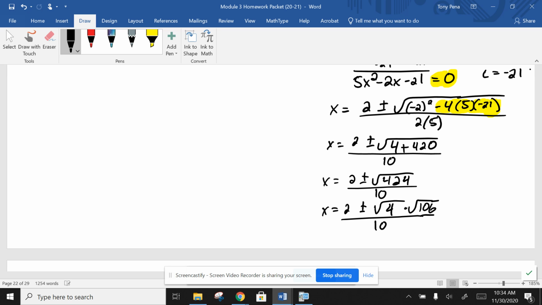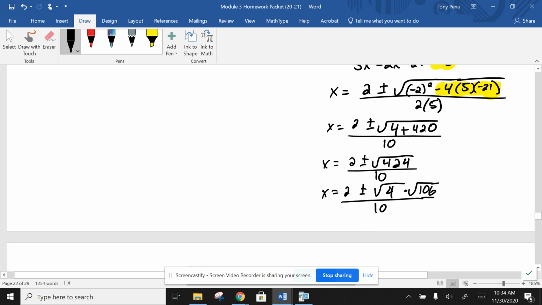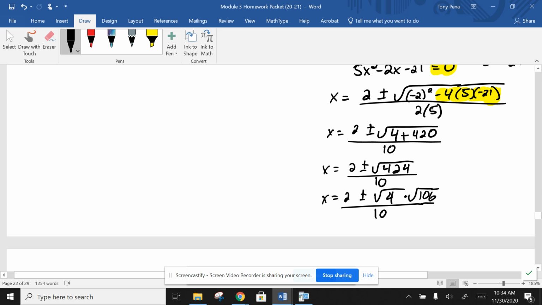Yeah, 106 is a pretty big number. You may think you can break that down further, but you really won't be able to, because that would be 2 and 53. 2 is a prime number, 53 is a prime number, so that's all we're going to be able to do here. So 2 plus or minus the square root of 4. The reason we picked that is because it was a nice perfect square. So that is now 2 root 106 divided by 10.